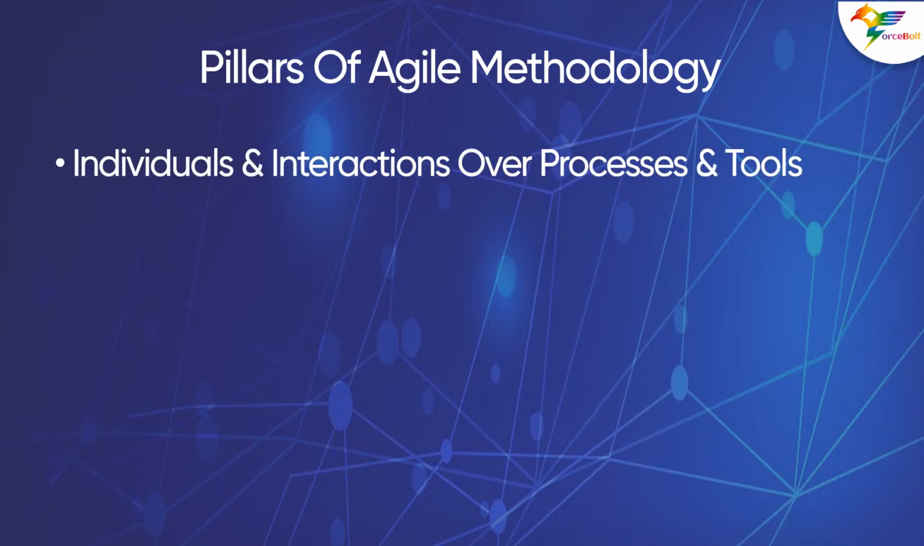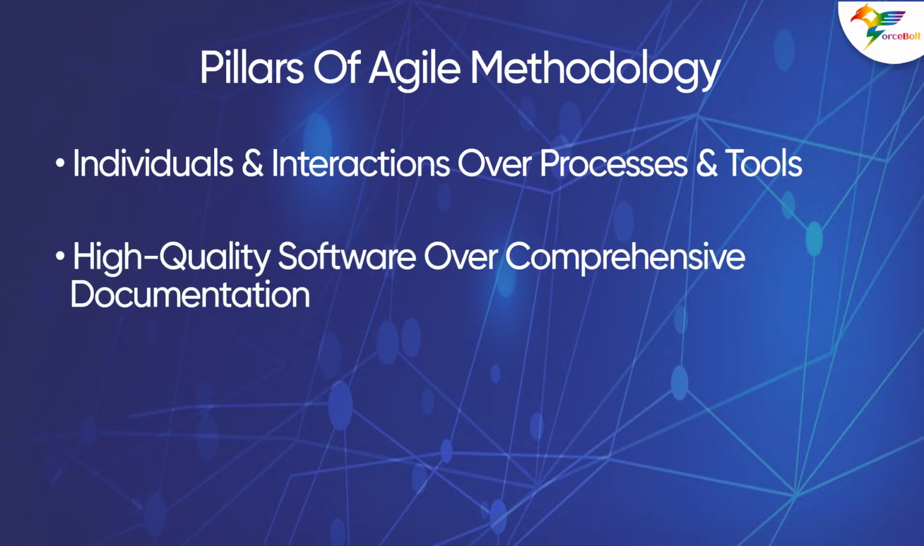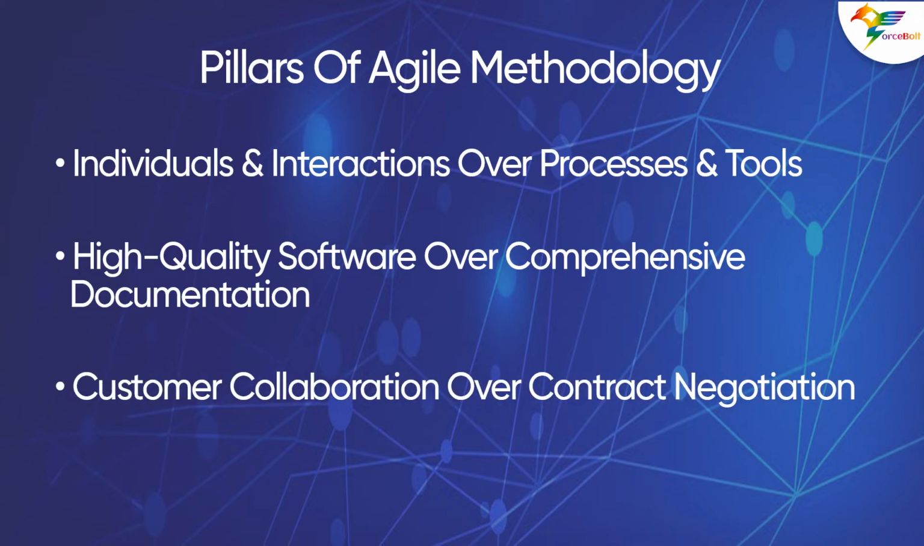First, individuals and interactions over processes and tools. Agile teams emphasize team collaboration and working together over working independently and doing things according to the rules or systems. Second, high quality software over comprehensive documentation. Agile software methodology documentation gives Agile developers everything they need to keep it running smoothly. Third, customer collaboration over contract negotiation. Agile allows open discussion between customers and developers. Therefore, customer collaboration is more important than the details of the contract negotiation.